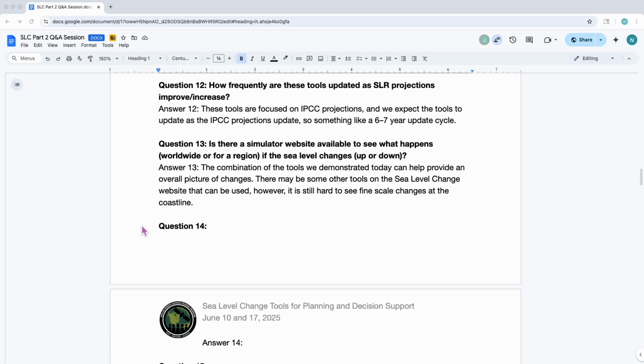Well, as both Bob and I, this is Phil Thompson again, talked about, these tools are based on the IPCC projections. And so those projections get updated in an official capacity as the IPCC reports come out. And so we expect to update these tools as those IPCC projections update, as the reports update. And so that would be something like a 6 to 7 year update cycle.